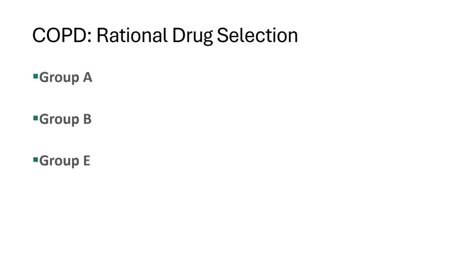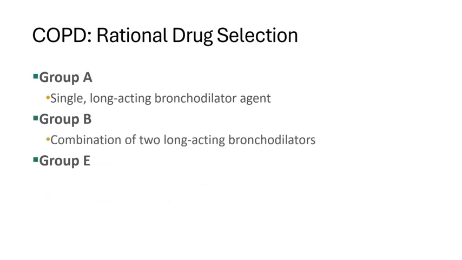Using the groups discussed earlier in the GOLD guidelines, again refer back to Table 32-1, the clinician can select an initial therapy based on the patient's exacerbation history and symptom presentation. So for patients in Group A, they have few exacerbations and mild symptoms, so the drug of choice is typically a single long-acting bronchodilator agent. For patients in Group B who are more symptomatic but still not having frequent or severe exacerbations, we're going to use the combination of two long-acting bronchodilators. That's recommended in initial treatment.